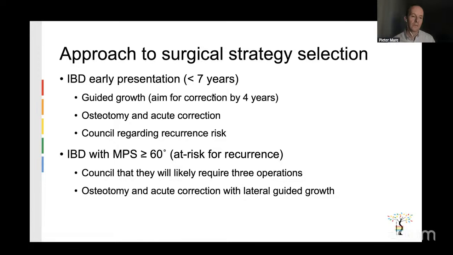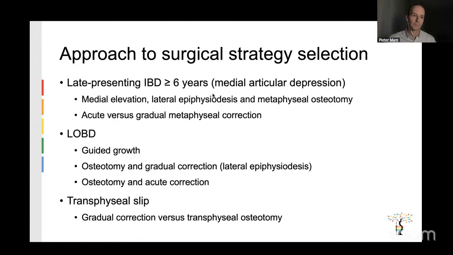If they present with infantile Blount's disease and they're known to be at risk for recurrence, and in our practice that means an MPS greater than or equal to 60 degrees, we counsel that they'll likely require 3 operations. The first one being this one, which is an osteotomy and acute correction with lateral guided growth. However, we know that likely the recurrence rate is about 77%, so that patient will still come back to us for a formal lateral epiphysiodesis and medial elevation osteotomy, and if it's a unilateral case, they will require the third procedure, which will be a lengthening, which we do closer to skeletal maturity.